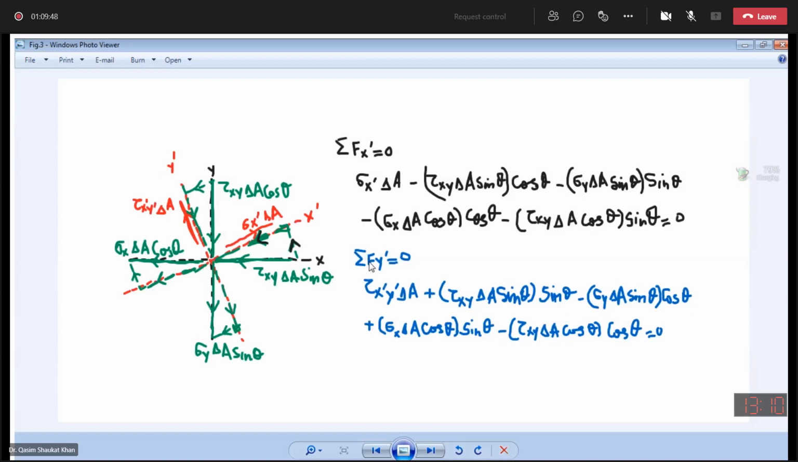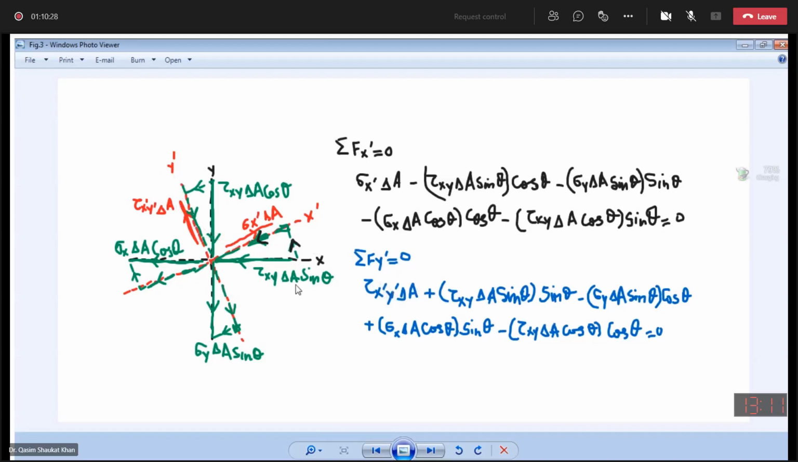Next, we have summation of forces about y dash axis is equal to 0. So first of all, we have this component which is acting along the y dash axis, that is tau x dash y dash delta a, and it is pointing towards the positive y dash axis, so it is positive. Tau x dash y dash delta a.